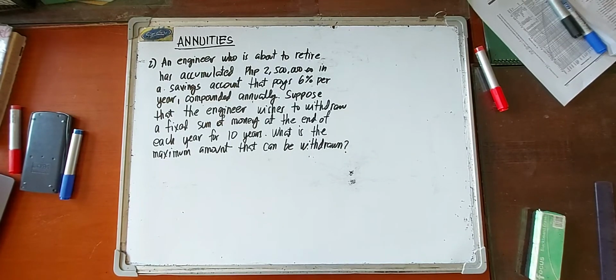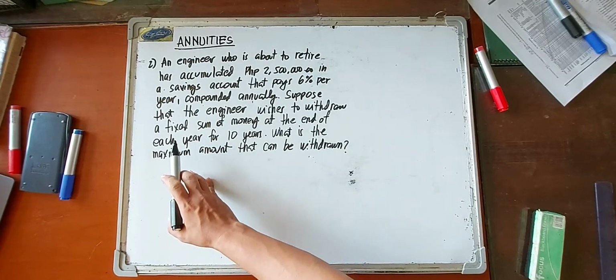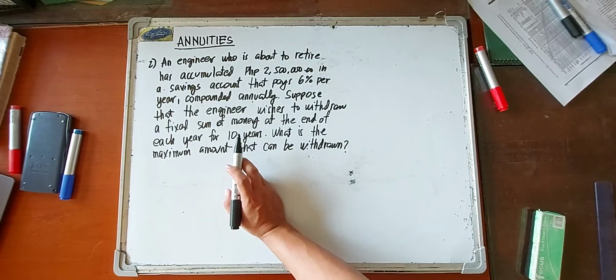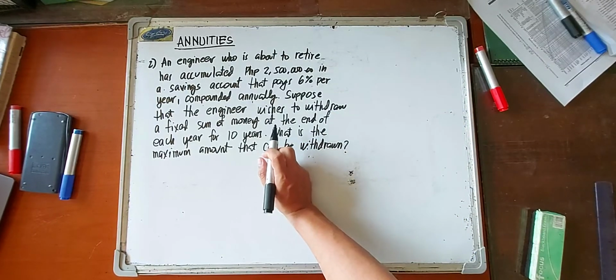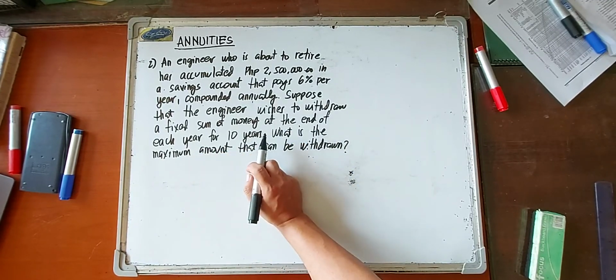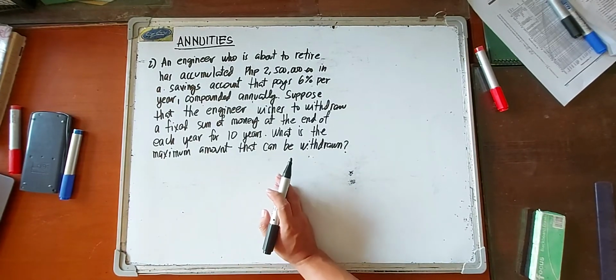Okay, next, second problem. An engineer who is about to retire has accumulated 2,500,000 pesos in savings account that pays 6% per year, compounded annually. So may naipon siya na 2,500,000. Malapit na siyang mag-retire. Suppose that the engineer wishes to withdraw a fixed sum of money at the end of each year for 10 years. What is the maximum amount that can be withdrawn?